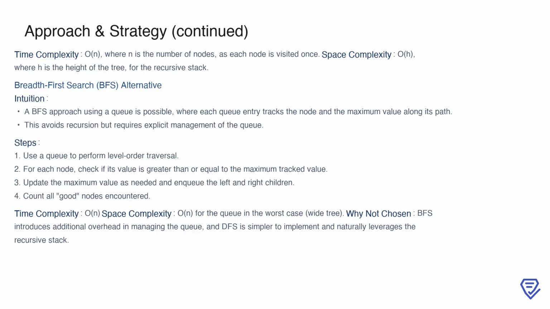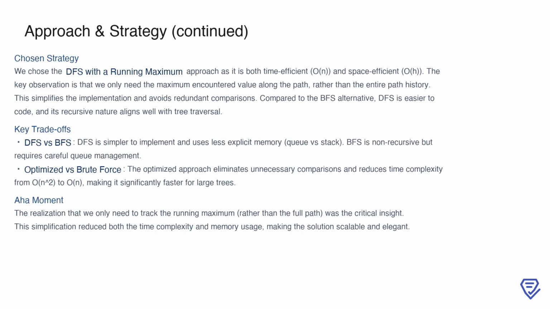Ultimately, the DFS approach is simpler to implement and avoids the explicit memory overhead of the queue, making it the preferred solution. The chosen strategy for solving this problem is the depth-first search with a running maximum, as it strikes a balance between simplicity and efficiency. By observing that we only need to track the maximum value along the path instead of storing the full path history, we significantly reduce both time and memory usage. This realization was a key breakthrough, transforming the solution into one that is scalable and elegant.